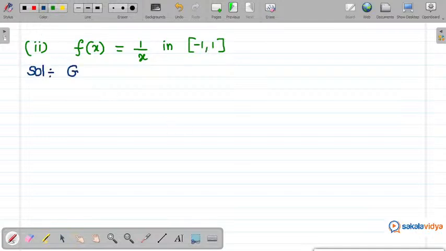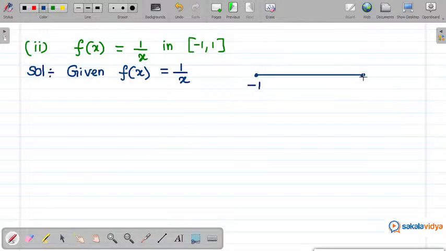Solution: given f of x is equal to 1 by x. Now this minus 1 comma 1, for example say this is minus 1, this is 1. So between minus 1 comma 1, 0 may be there. Yes, 0, right? So now find f of 0. F of 0 is equal to 1 upon 0. When x is equal to 0, 1 by x is not defined, the function is not defined. So this is infinity.